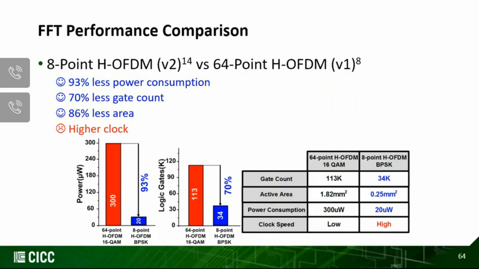This slide shows the FFT performance comparison of version 1 and version 2. Version 1 was using 64-point, whereas version 2 is using 8-point. As we can expect, the power consumption of version 2, which is 8-point, is much less: 93% less power compared to the 64-point version. The gate count is 70% less, which translates to 86% less area. However, the higher clock is the pitfall, but even considering the higher clock, you can see that power consumption is reduced significantly. So that's good news.